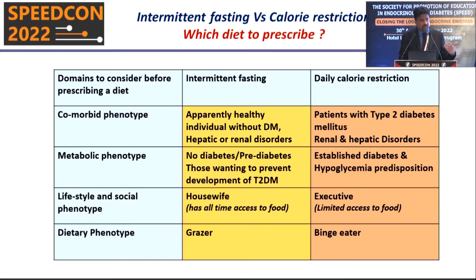I'd probably like to use it in a housewife who has access to food the whole day. In psychological terms for obesity, they say grazers, people who eat small amounts of food all throughout the day and build up their calories to enormous amounts. Probably intermittent fasting would be better for them. I would like to use daily calorie restriction in people who are probably eating large amounts of food, maybe executives, not somebody who is eating small amounts daily. But I think the important point here is it's not the diet which is important, it's the patient who will benefit from that diet which is more important.